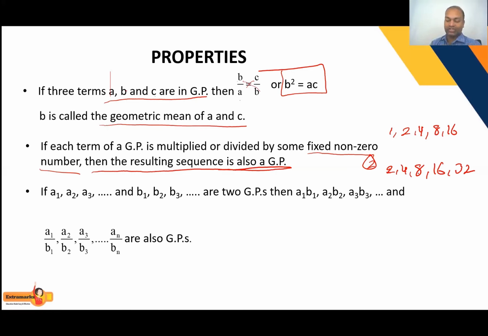Then let us come to the next property. If A1, A2, A3 and so on is one sequence, and B1, B2, B3 and so on is another sequence, and both are GPs, then the product of the corresponding terms, A1 into B1, A2 into B2, A3 into B3, and also the division, A1 by B1, A2 by B2 and so on, are also in GP. Now let us come to the next one.